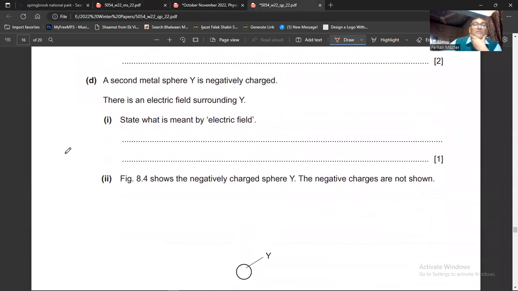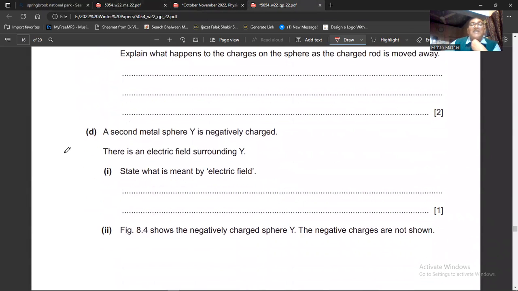Okay, then we have the D part. It says, second metal sphere Y is negatively charged. There is an electric field surrounding Y. State what is meant by electric field.